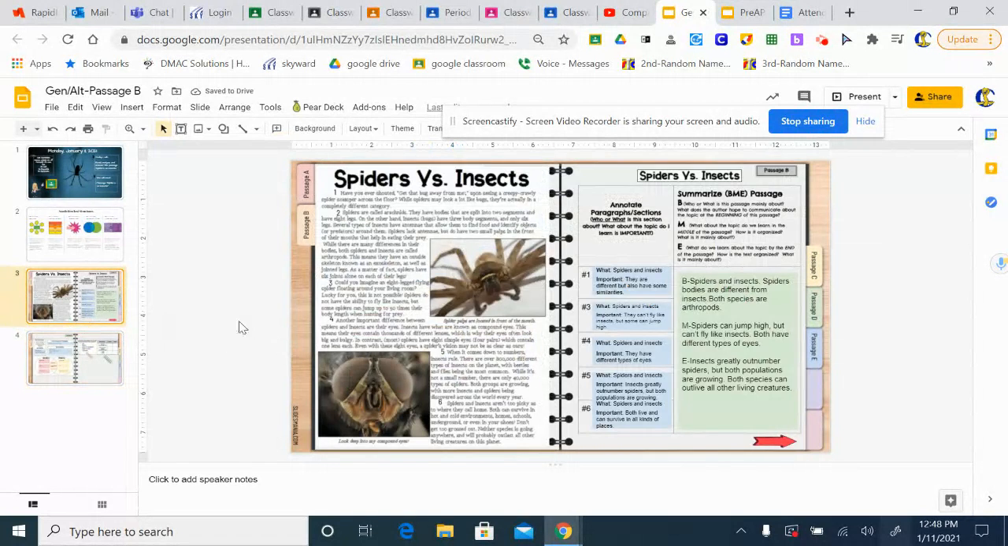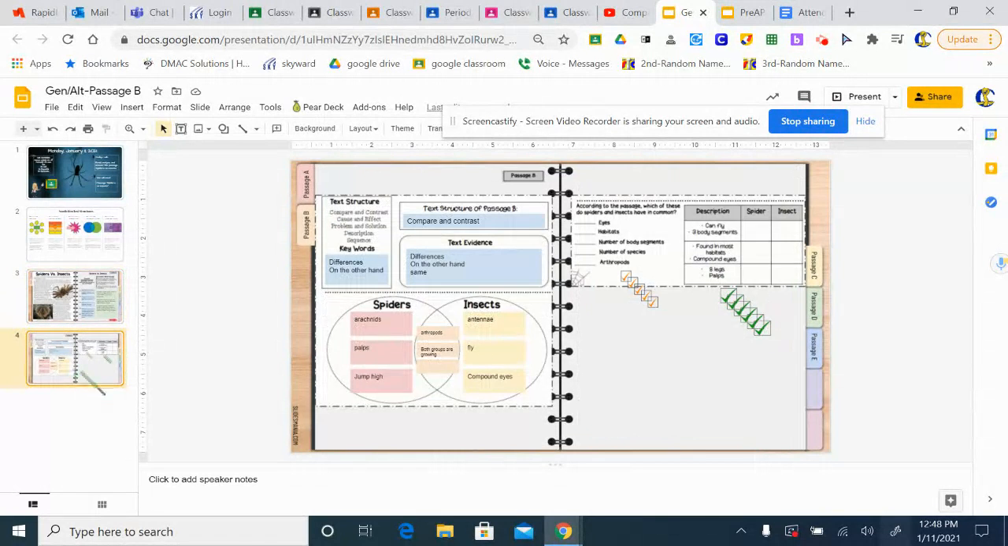And then the last one, especially in paragraph 6, you notice it says that they both say what right here? Neither species is going anywhere and will probably outlast all other living creatures. So that means that they're both right here. They both survive in hot and cold environments. So that's what they both also have the same. So you can say they both survive in all kinds of places.